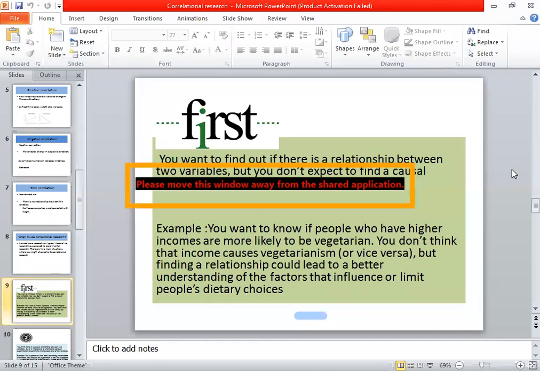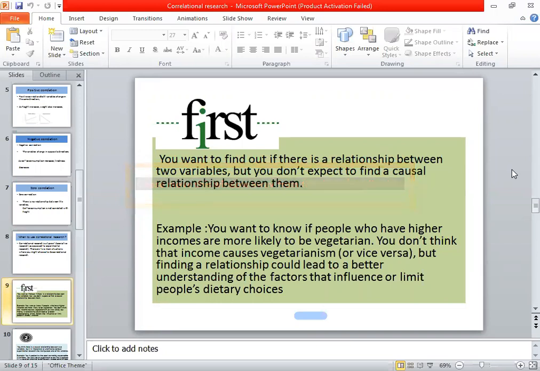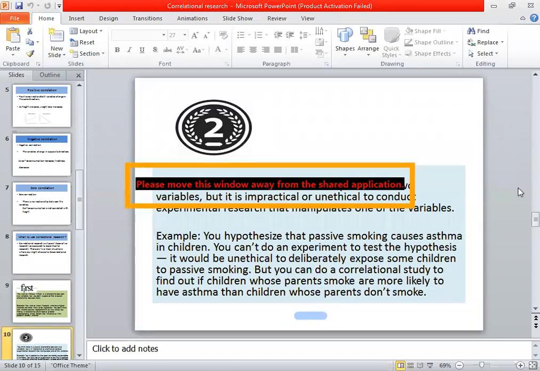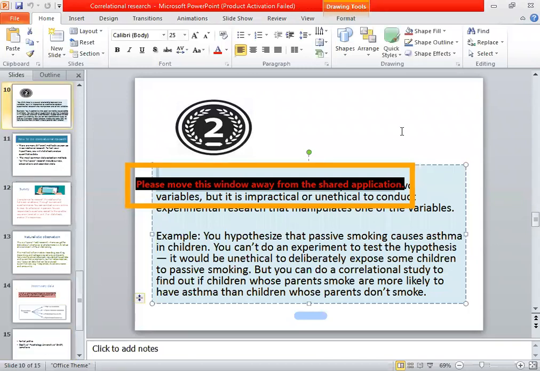So what we will do is just look at whether there is a relationship between these two variables or not, like increased income and the dietary choices of people. There is no cause and effect relationship. Only a correlational relationship is there. Now, what will happen in the second choice of correlational research when we take this correlational research?